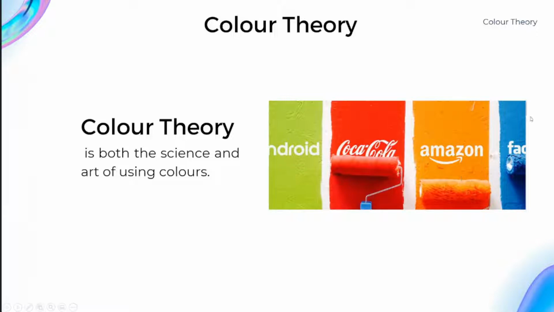This is Amazon. This is Facebook. So every product, every company, every brand has its own specific color that is known with them, that this is their color. Even our association, when you look at our logo, there are about 3 to 4 colors.